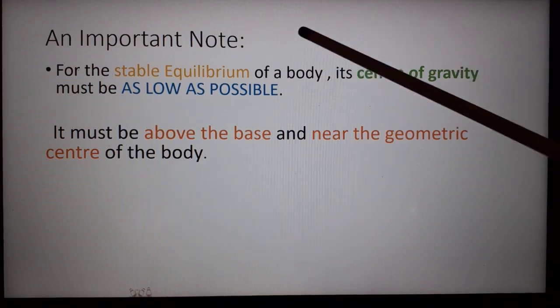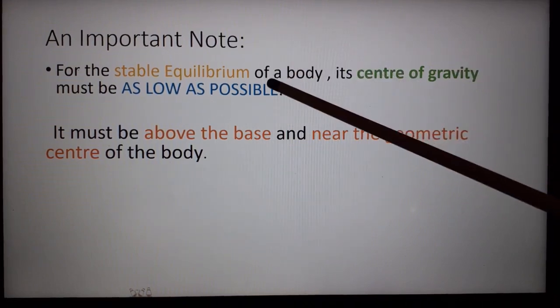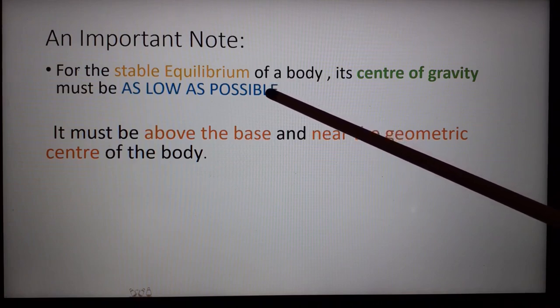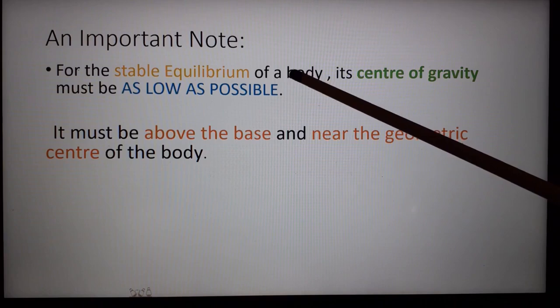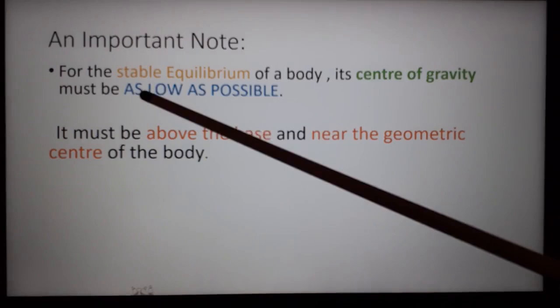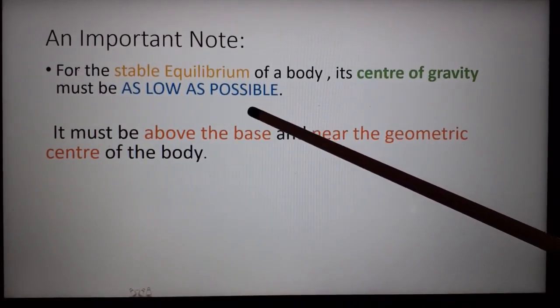Next, an important note, for stable equilibrium, this is going to help you out in your day-to-day life. For stable equilibrium of a body, meaning if you want to balance a body, its center of gravity must be as low as possible. So you have to adjust such that its center of gravity is as low as possible.